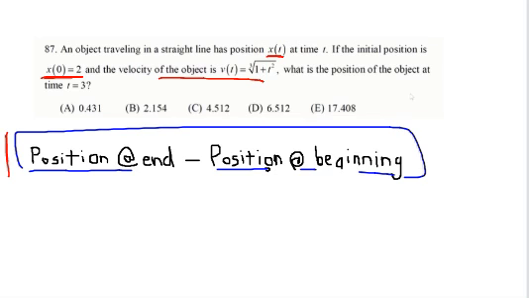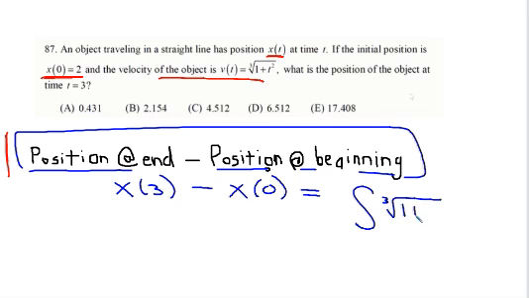I know the position at the end is going to be x of 3. If I subtract the position at the beginning, that's going to be x of 0. That will be equal to the integral of the velocity function, which they gave me, the cube root of 1 plus t squared dt from 0 to 3. Because remember, if I integrate velocity, I get position.